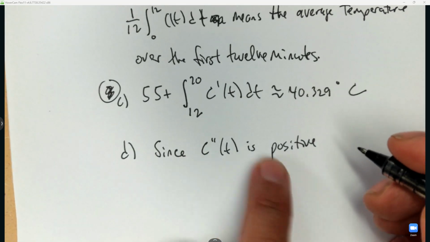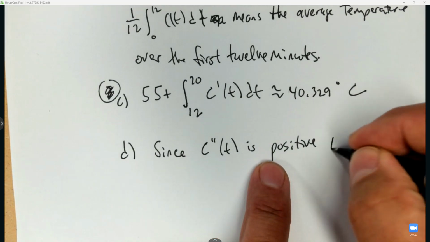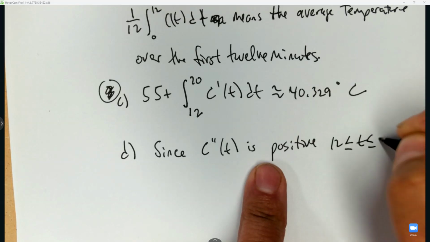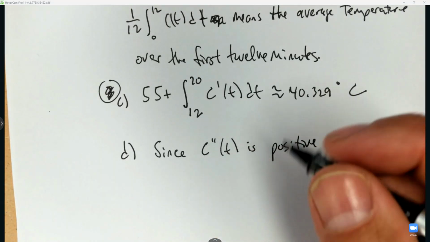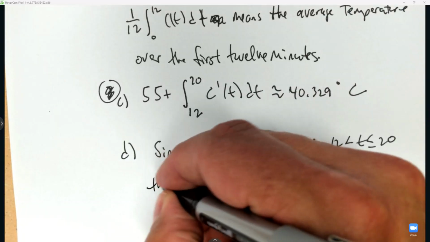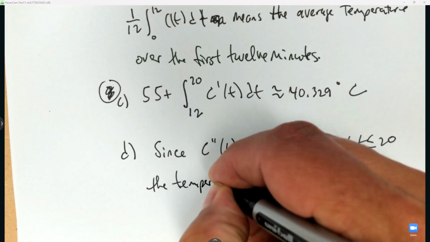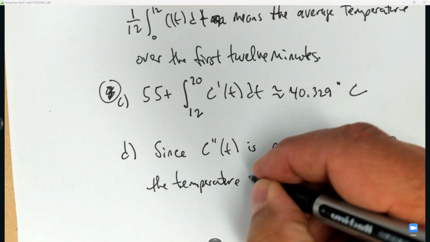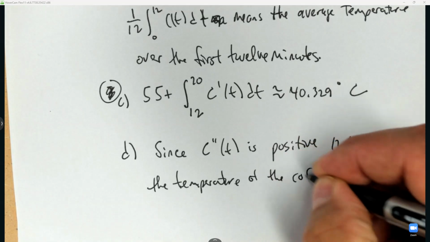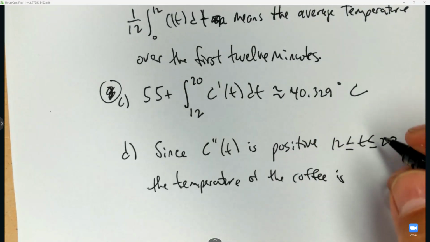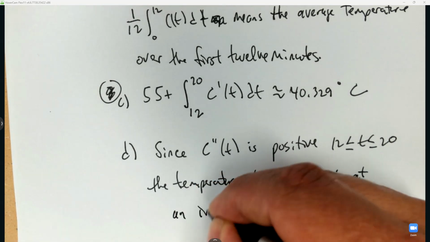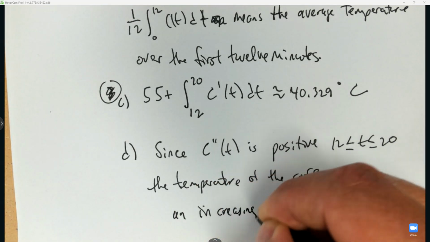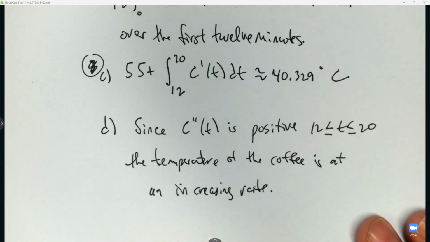Since the second derivative is positive from 12 to 20, and the question was to determine whether the temperature, so we're going to say the temperature of the coffee is changing at an increasing rate. That's it.